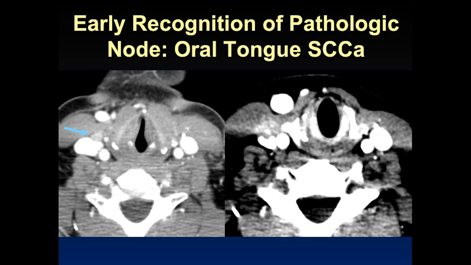And indeed, when the patient returned a few months later for a follow-up, we see that node has considerably increased in size and is demonstrating internal heterogeneity and hyperenhancement. And indeed, this is an example of a pathologic metastatic lymph node.